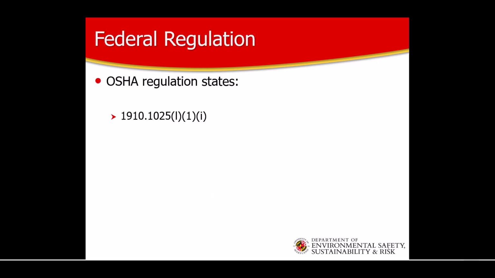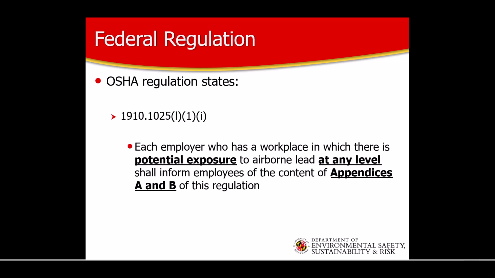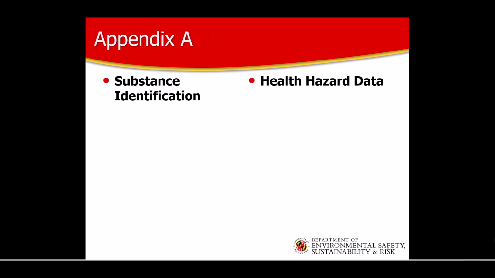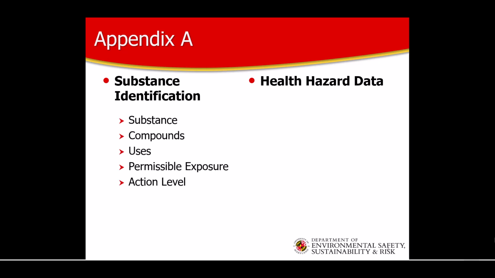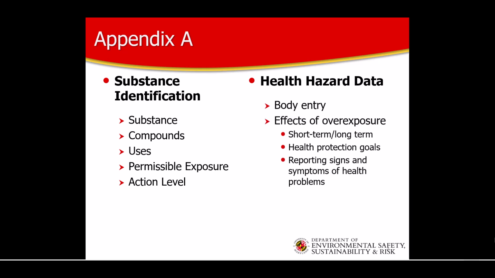The OSHA Standard 1910.1025 says that since we have lead on campus, we have potential exposure to lead at any level. Therefore, we must be informed of Appendices A and B of the standard. What are Appendices A and B? Appendix A covers substance identification and health hazard data. We will discuss what lead is, its common uses, how lead can enter our bodies, how much we can be exposed to, and how overexposure can affect us.